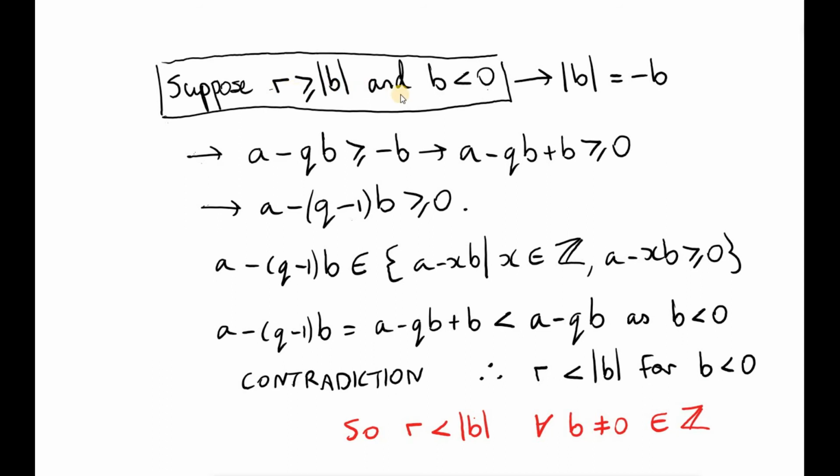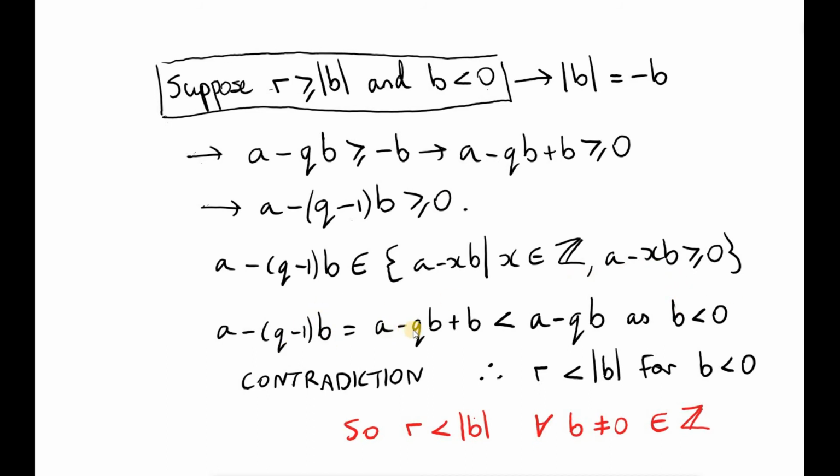Now let's consider the other case. That is the case when b is negative. If b is negative, its magnitude is just minus b. So again, we do a proof by contradiction. Suppose that r is greater than or equal to the magnitude of b. In other words, a minus qb is greater than or equal to minus b. So we rearrange this inequality and notice that we get an integer of the form a minus x times b, where x is the integer q minus 1, and it's non-negative, so it belongs to our set.